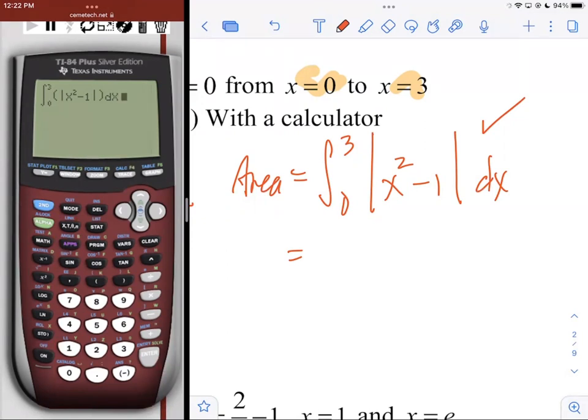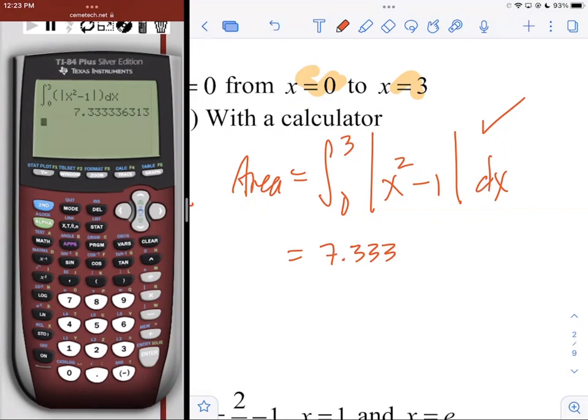All right. So ready? We got the absolute value. And look, all we do is hit enter. And guess what it gives us? 7.333. Now the calculator is doing it numerically, so it doesn't hit the nail right on the head, but to 3 decimals, it's the same, right? So more than one way to do the problem.